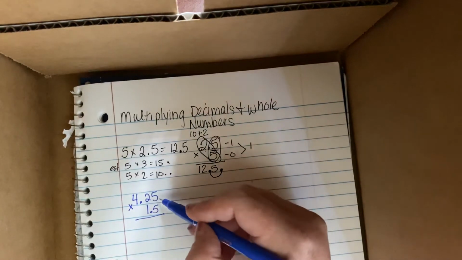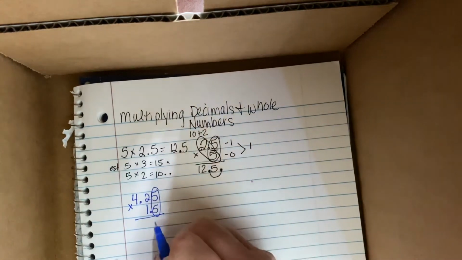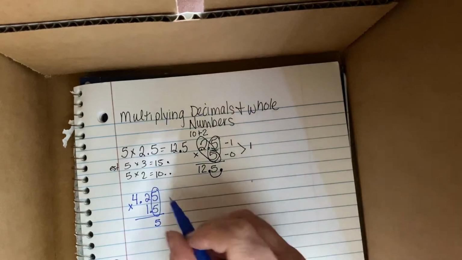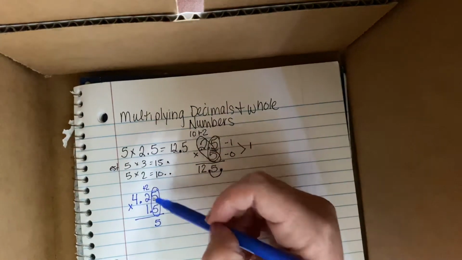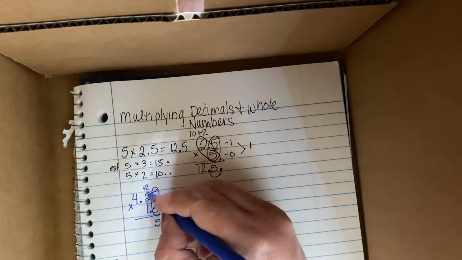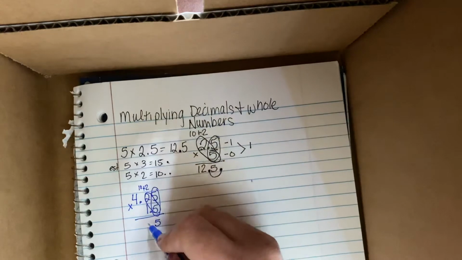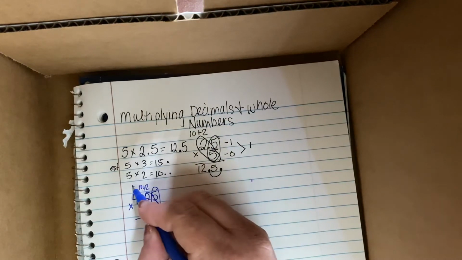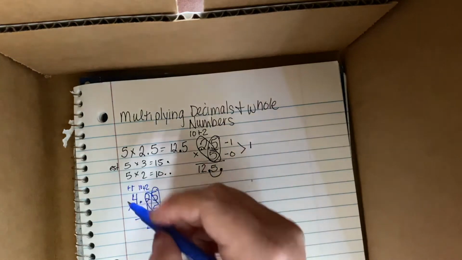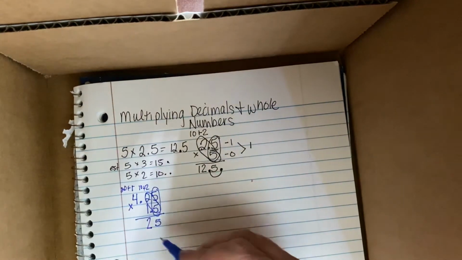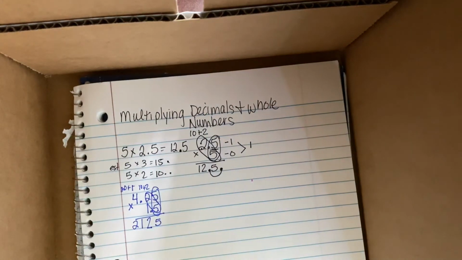So you're going to start with 5 times 5. 5 times 5 is 25. Carry the 2 that you're going to add. 5 times 2 is 10. 10 plus 2 is 12. You're going to write the 2, carry the 1 because you're going to add it. 5 times 4 is 20. 20 plus 1 is 21. You're going to write the whole 21 there.